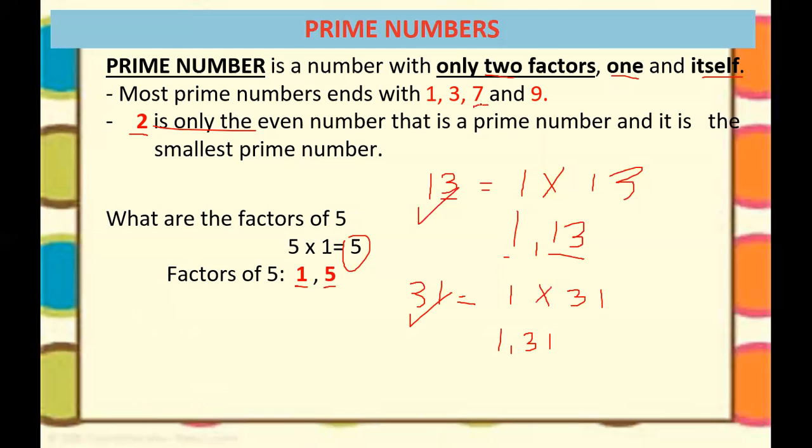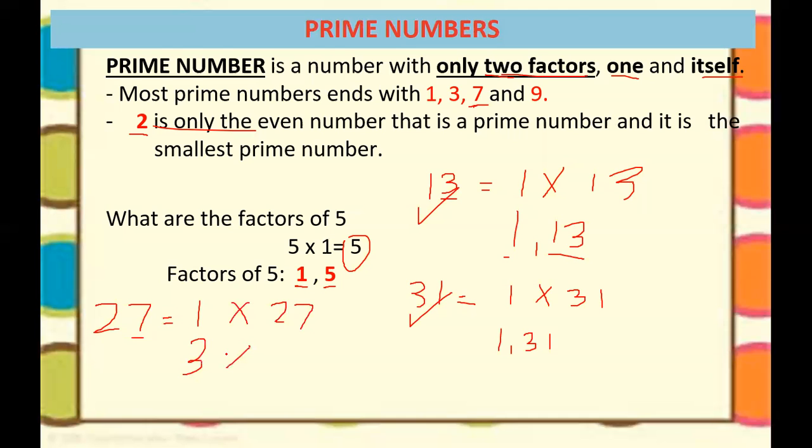So I'm going to use 7. A number that ends with 7. 27. What are the factors of 27? Is it in the times table? Or does it belong to any multiples? Let's check. Anyway, it ends with 7 because I said most prime numbers end with 1, 3, 7, and 9, but it must have only 2 factors. So let's check. 1 times 27. Anything else? Yes, we have more.